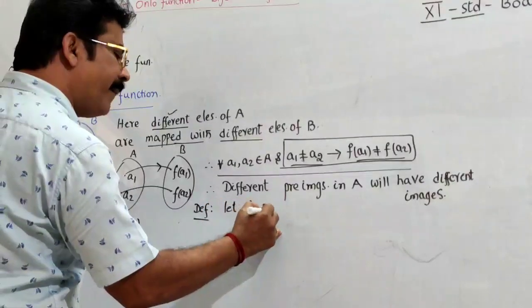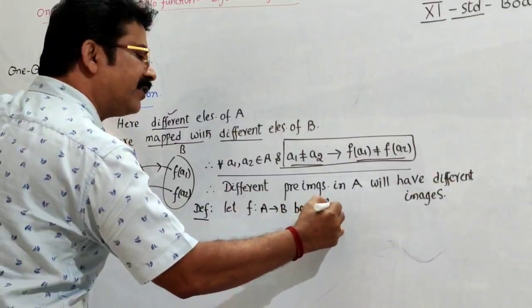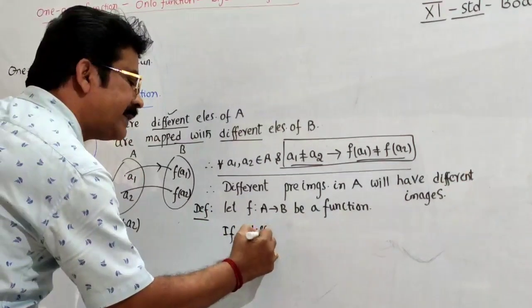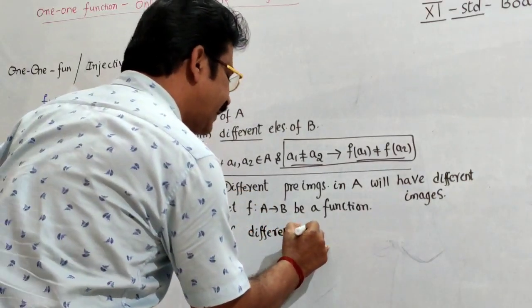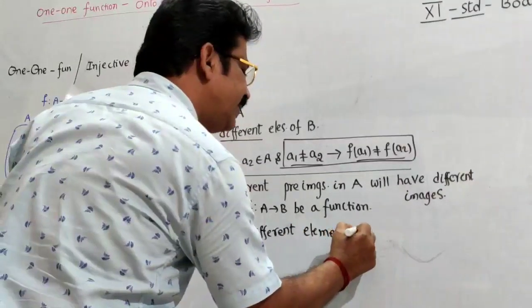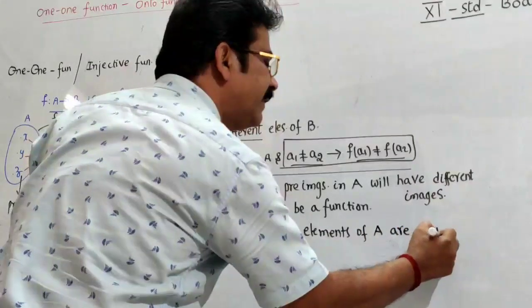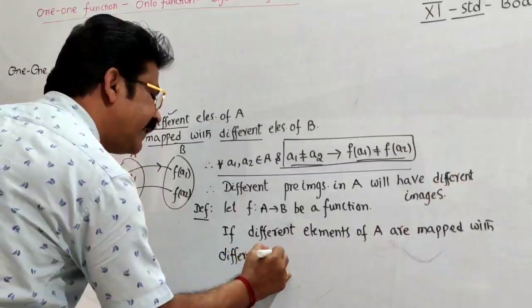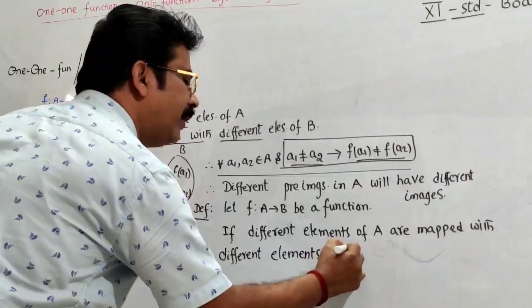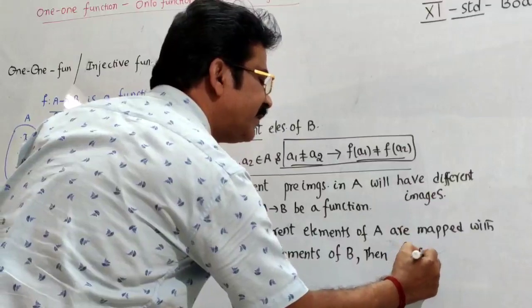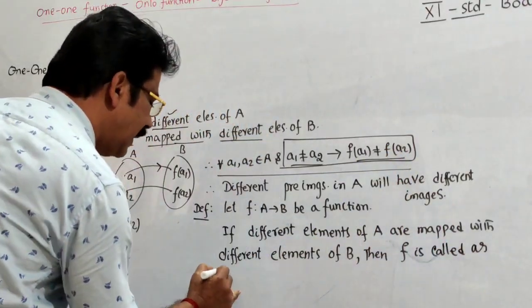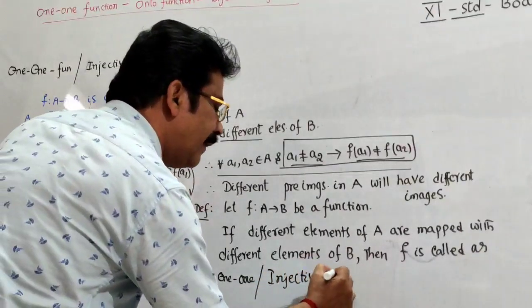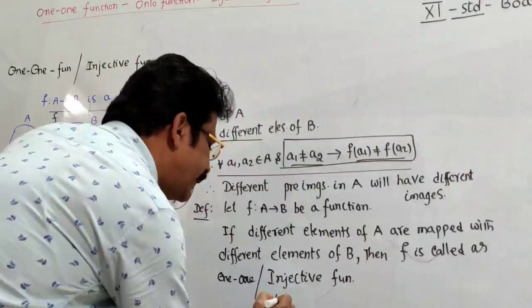Let f from A to B be a function. So if different or distinct elements of capital A are mapped with different elements of capital B, then f is called as one-one or injective function.